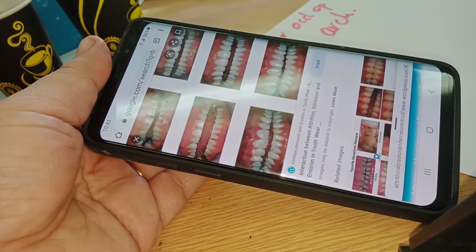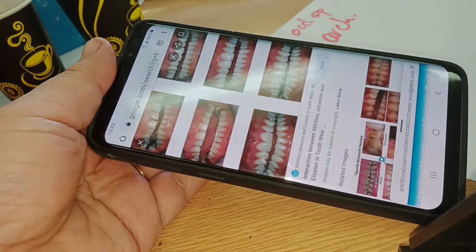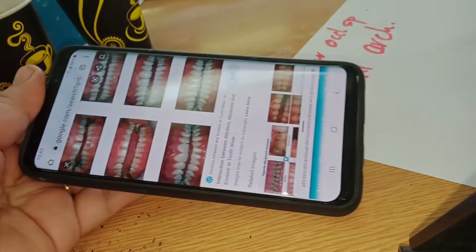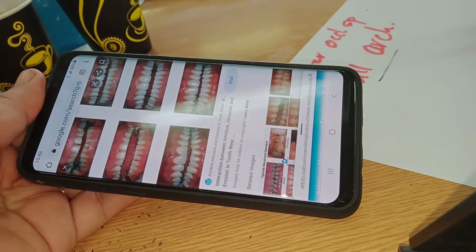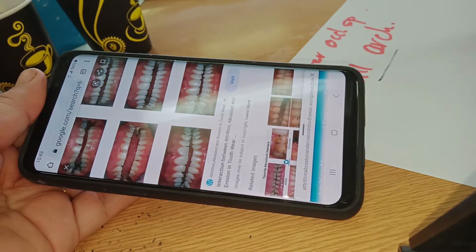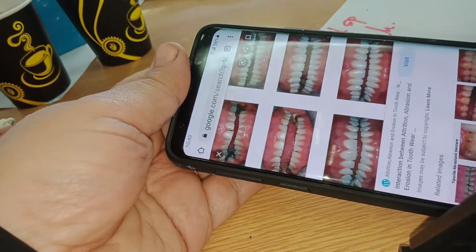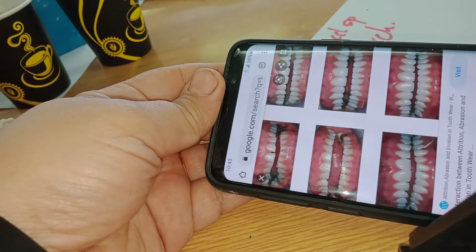Okay, now we're continuing with the solutions for interocclusal space problems, and now we're talking about full arch problems. We talked about single tooth, we talked about a quadrant, and now we're going to talk about the full arch case. Why do we need the interocclusal space for a full arch?